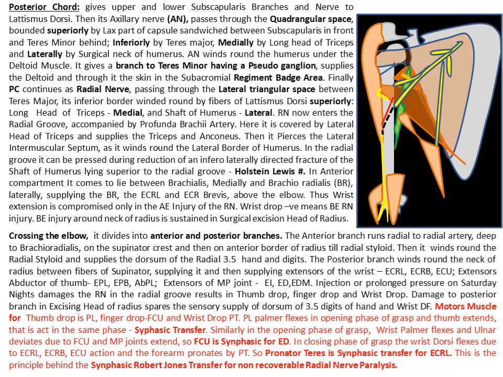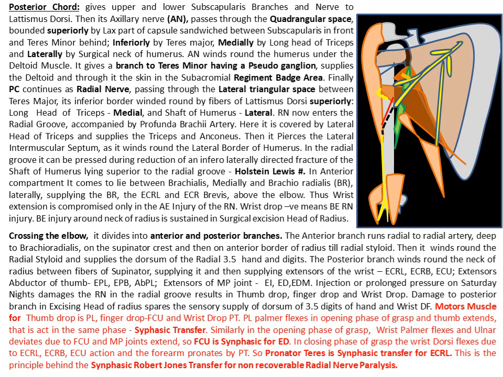The below elbow injury of the radial nerve occurs in surgical excision of the head of the radius, when the nerve winds round the neck of the radius. Crossing the elbow, the radial nerve divides into the anterior and posterior branches. The anterior branch runs radial to the artery, deep to brachioradialis, on the supinator crest, and then on the anterior border of the radius till the radial styloid. Here it winds round the radial styloid and supplies the dorsum of the radial 3.5 digits of the hand.